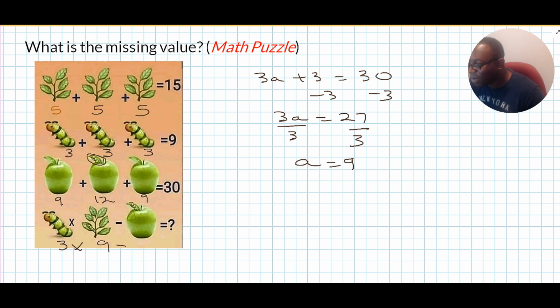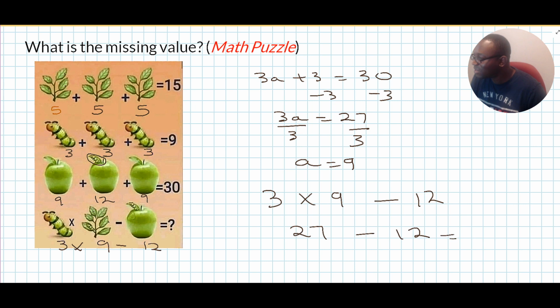And then minus, here we already know that this value is 12. So now we have 3 multiplied by 9 minus 12. Let's use our PEMDAS. So this is 27 minus 12, which is equal to 15.